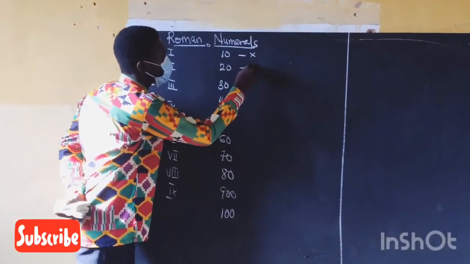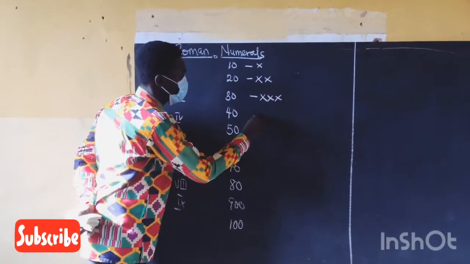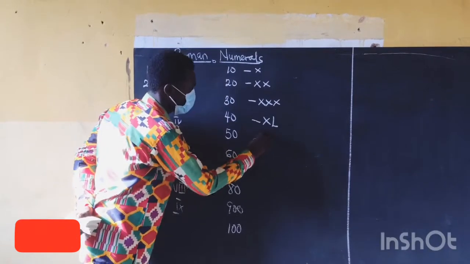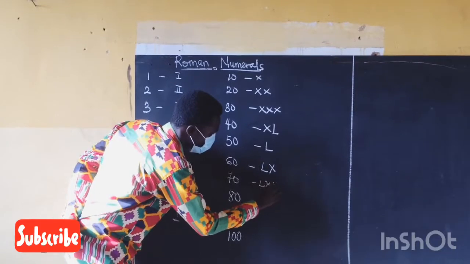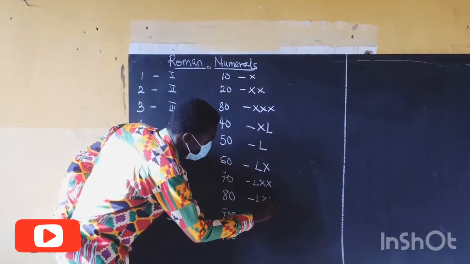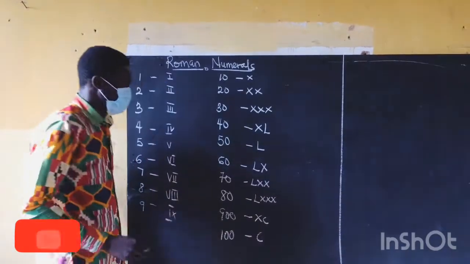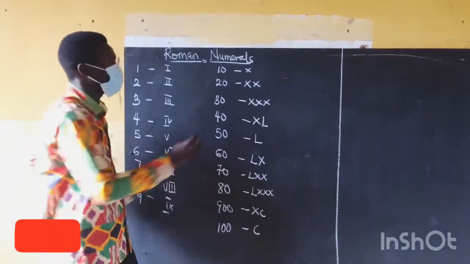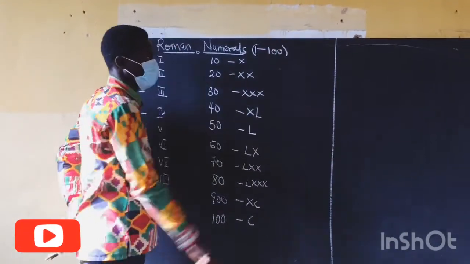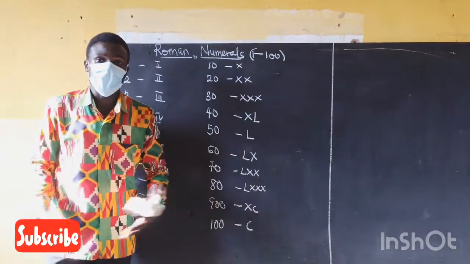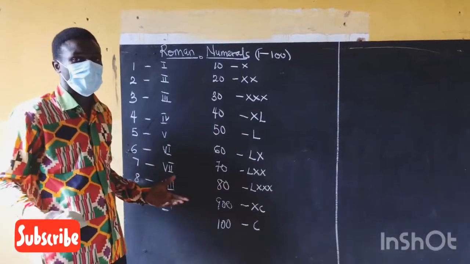This is X, XX, XXX, XL, L, LX, LXX, LXXX, XC, and C. So in our new curriculum, we are told to learn how to convert from 1 to 100. Now, even those in class 1 know how to use these basic numerals as a sum.